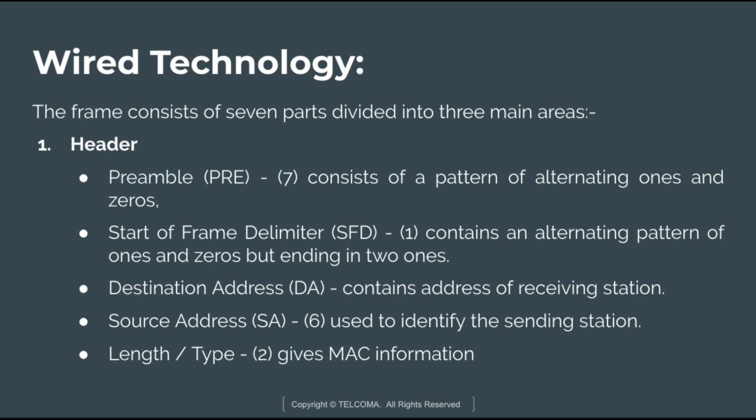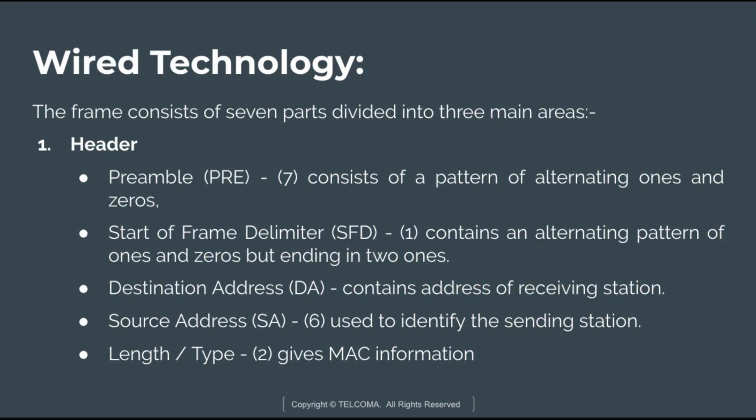Another one is the destination address. This contains the address of the receiving station, and the leftmost bit indicates whether the destination is an individual address or a group address. If it is an individual address, it is indicated by 0, and if it is a group address, then it is indicated by 1.